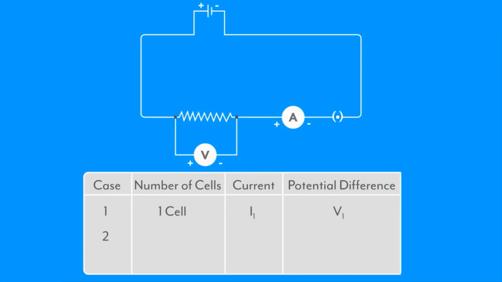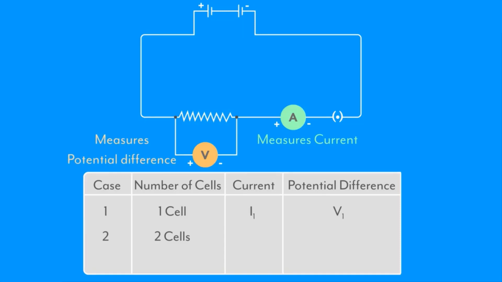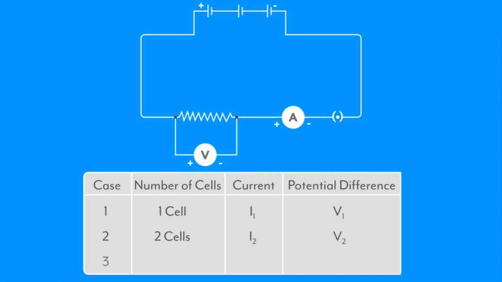In the second case, connect 2 cells in the circuit and note the respective readings of the ammeter and the voltmeter. Don't forget, the ammeter gives the value of current through the nichrome wire and the voltmeter gives the potential difference across the nichrome wire. Let's say the readings are I2 and V2 respectively. And then repeat the same procedure for the third case when 3 cells are used as the source. You will notice that as the number of cells increases, the current as well as the voltage increase.